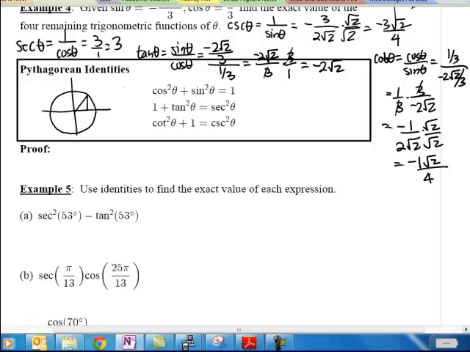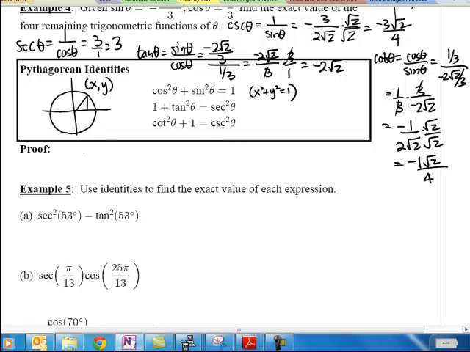the idea that if we're on a unit circle, x squared plus y squared has to be 1. So since x is the cosine of theta and y is the sine of theta, we know that cosine of theta squared plus sine of theta squared is 1. Right? So the proof of the first one is just using that unit circle relationship.